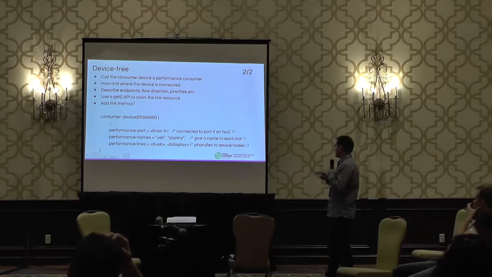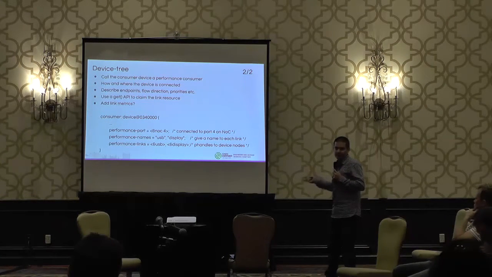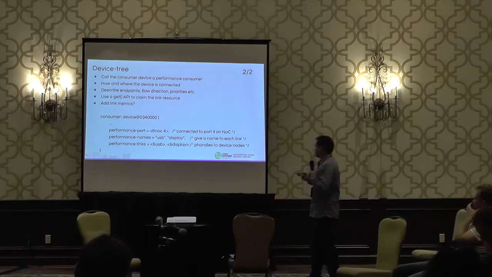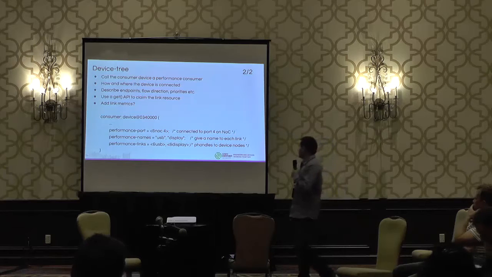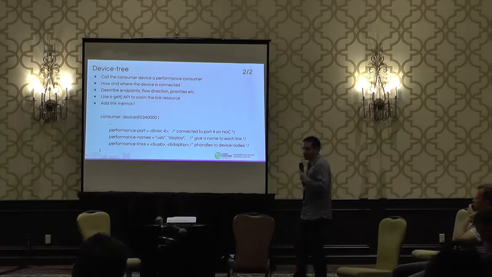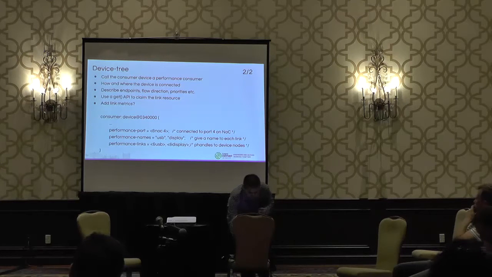And here we define the links. For example, this device has a connection to USB or to display, and these are the phandles to other device nodes. So we parse this into the framework and look up and see what the other endpoint is and where it is connected. Here we can add some vendor-specific properties like metrics or directions, or this is entirely dependent on the hardware.